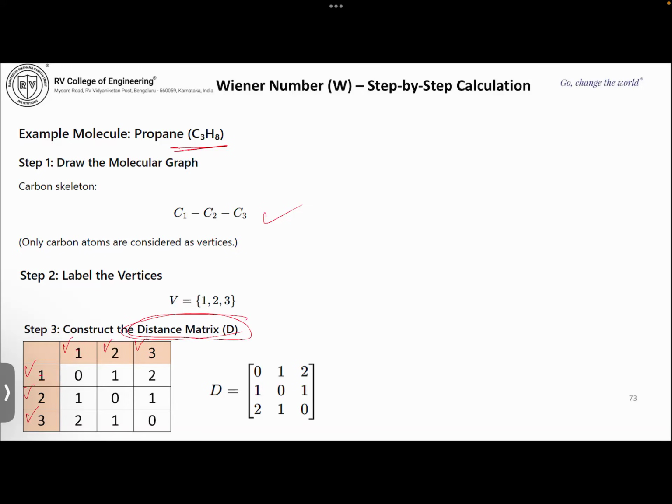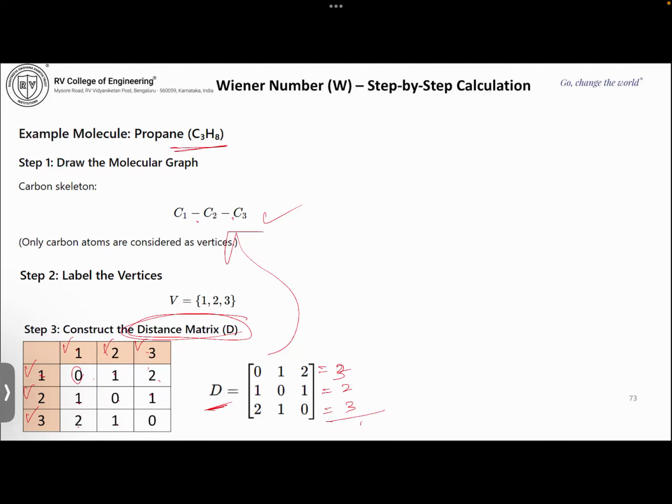The distance between vertex 1 and 1 is 0. Vertex 1 and 2 is 1. Vertex 1 and 3 are separated by 2 bonds, therefore it is 2. So the rows are 0, 1, 2; 1, 0, 1; and 2, 1, 0. This is the distance matrix. Then add all of them: 2, and 2, 2 plus 1 is 3, 1 plus 1 is 2, 2 plus 1 is 3.